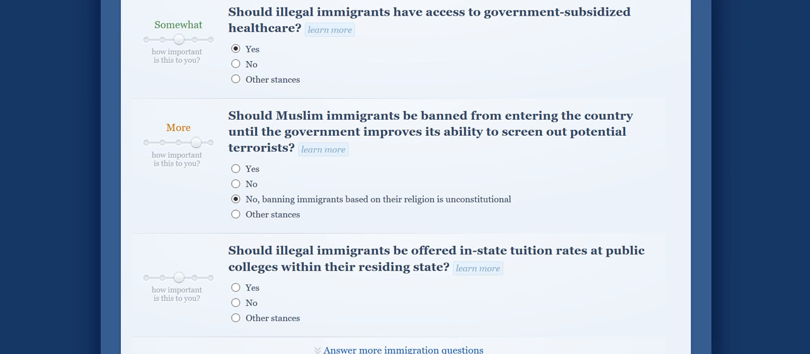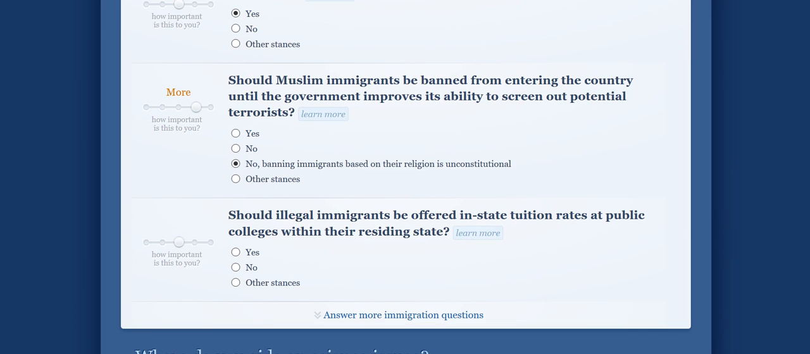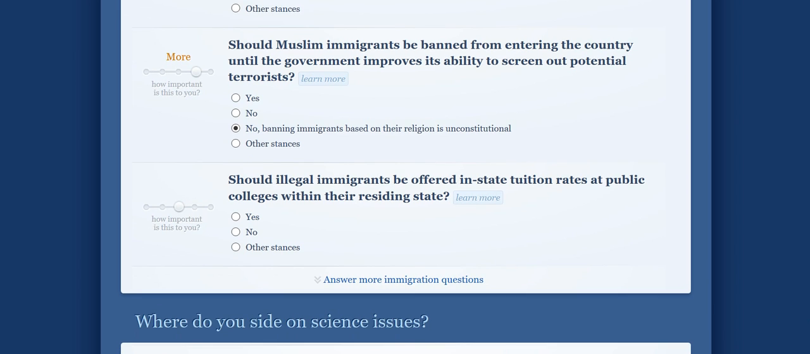Should Muslim immigrants be banned from entering the country until the government improves its ability to screen out potential terrorists? No, banning immigrants based on their religion is unconstitutional. We already kind of went over this. This is just all a question solely from Trump. Keep out the 1.6 billion till we figure things out. Till we figure out what the hell is going on.